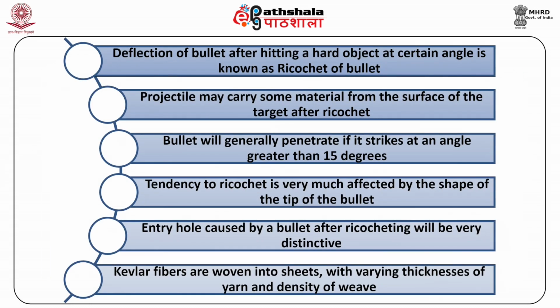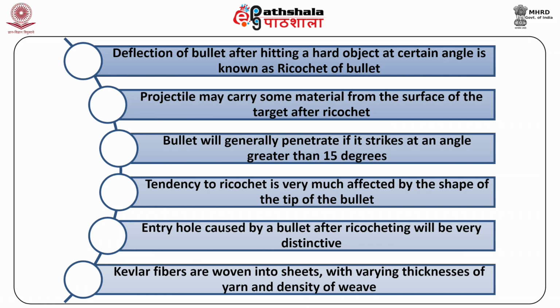Summary: the deflection of a bullet after hitting a hard object at a certain angle is known as ricochet of a bullet. The projectile may carry some material from the surface of the target after ricochet. On ordinary ground, the bullet will generally penetrate if it strikes at an angle greater than 15 degrees. The tendency to ricochet is very much affected by the shape of the tip of the bullet. The entry hole caused by a bullet after ricocheting will be very distinctive, as it is caused by a deformed bullet which will generally have shabby edges.